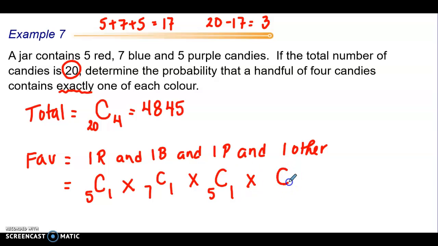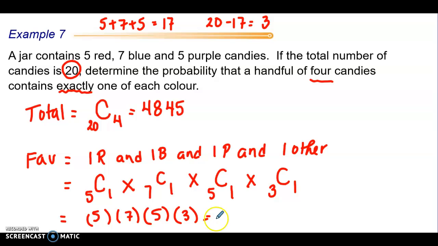And of the other 3 remaining candies, we need 1 other candy to make up our 4 candies. This gives us 5 times 7 times 5 times 3. There are 525 favorable outcomes.